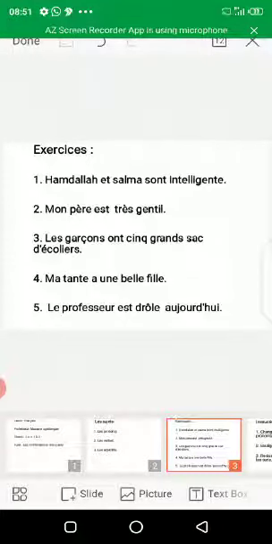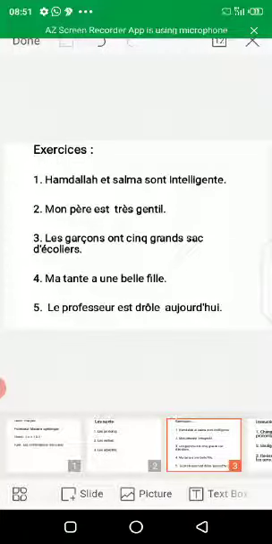Numéro 3. Les garçons ont 5 grands sacs d'écolier. Qu'est-ce que cela veut dire? Can somebody try this? What is the meaning of this sentence? Les garçons ont 5 grands sacs d'écolier. Oui? Quelqu'un? Somebody? Oh, très bien. The boys have 5 big school bags. Très bien. Numéro 4.